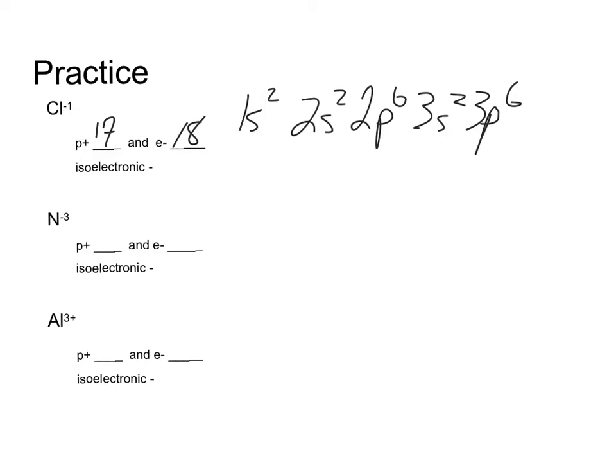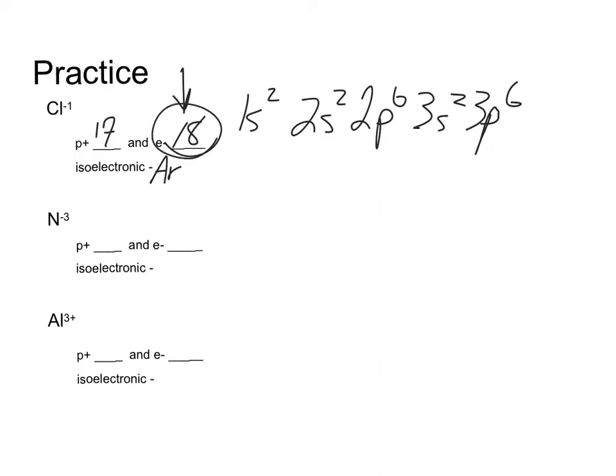Now I have to ask, what element would also have 18 electrons? What atom is going to have 18 electrons? That's going to be argon, because argon has 18 protons, so when it's neutral, it also has 18 electrons. That's what we're looking at for isoelectronic.